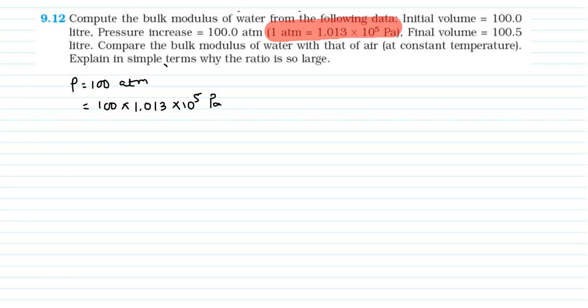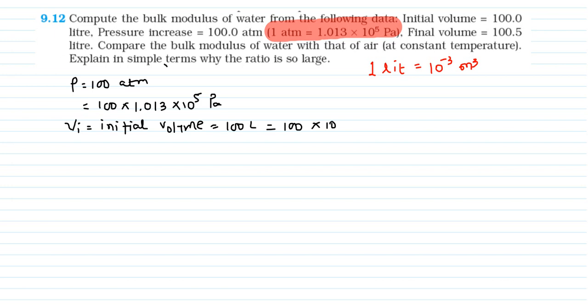Okay, what is the V1? So V1 is the initial volume. What is the initial volume? That is 100 liter. And here you have the conversion, 1 liter is equal to 10 raised to minus 3 meter cube. That means here you can say 100 into 10 raised to minus 3 meter cube.